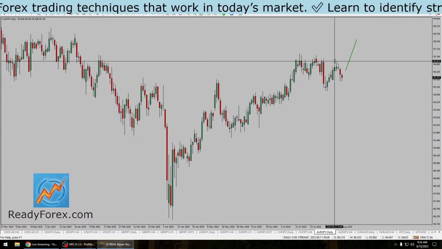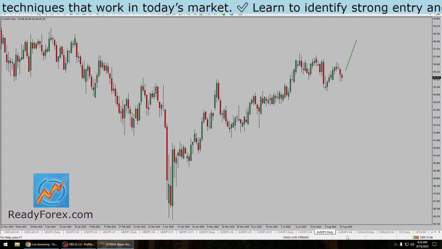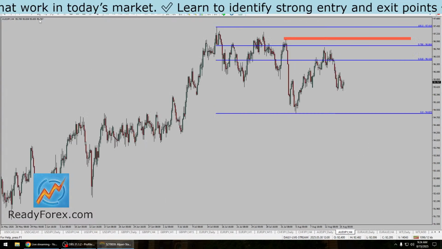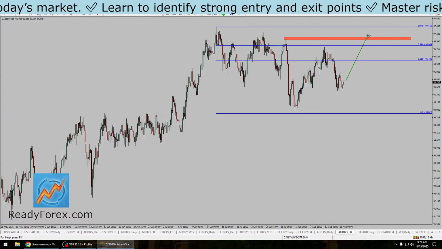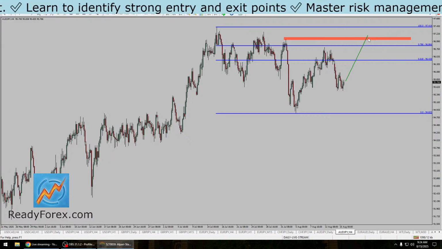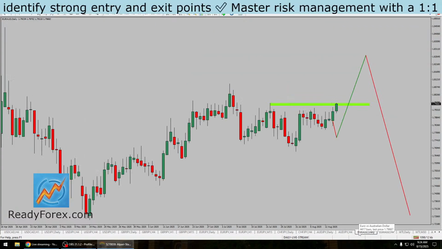AUDJPY, we got this nice rally a few days ago. Now the market is trying to drop over here. In the 4-hour time frame, I prefer to wait for a bullish leg somewhere over here before I look for any sell setup or buy setup over here. Okay. Next one is the Euro AUD.